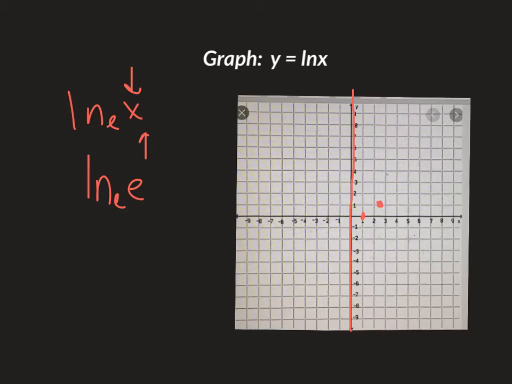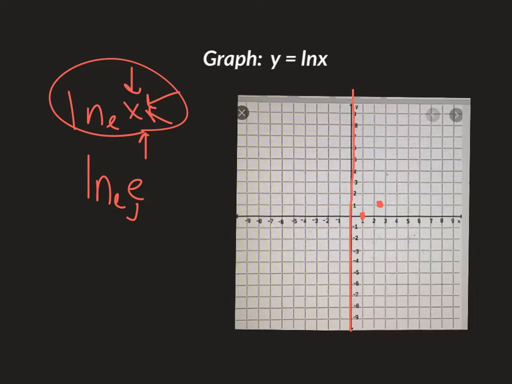There's my second point, the same thing you did last week. You always want that to be 1, because you want the log to equal 1. You've got to figure out what to put in there to make your log equal 1. And this time it was e, because e to the 1, that's e.